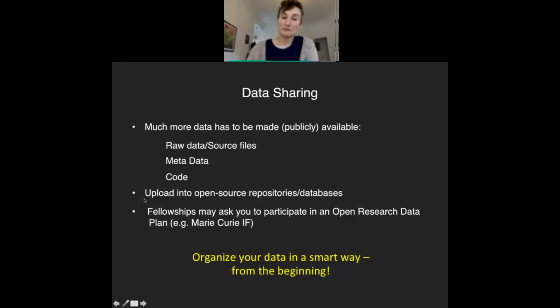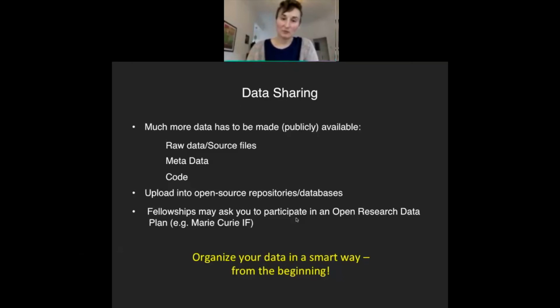Even fellowships or funding agencies may ask you to participate now in open research data plans. I know, for example, that Marie Curie is doing that on a voluntary basis for now, but they will ask you to come up with a plan for how you want to share your data when your project is completed and when your project is being published.